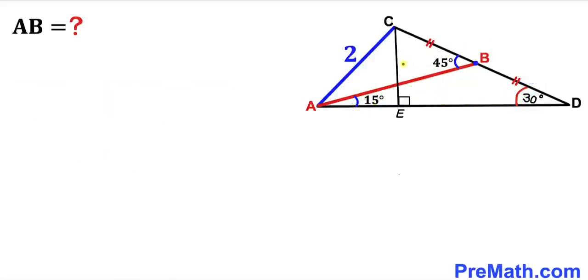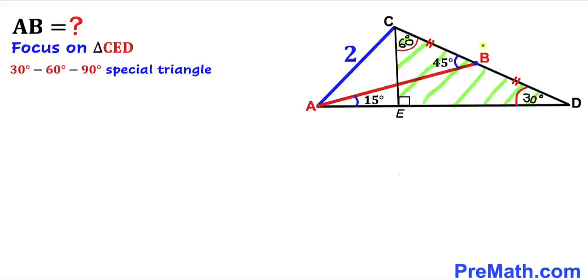And here in this next step, I have dropped this perpendicular CE on this line AD. And as a result, we got this right triangle CED. And now let's focus on this right triangle CED. We know this angle is 30 degrees, this angle is 90 degrees. So therefore, this angle has got to be 60 degrees. So therefore, we can see that this is our special 30, 60, 90 triangle.